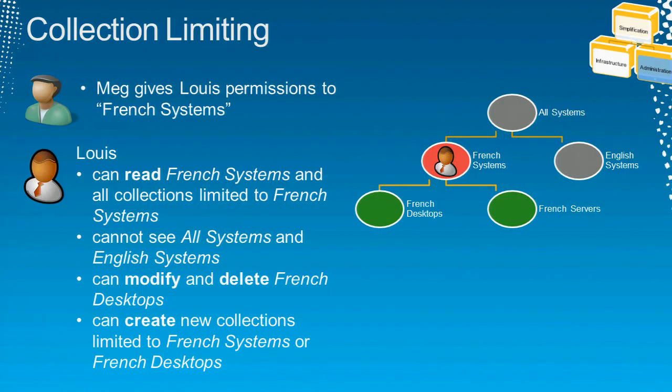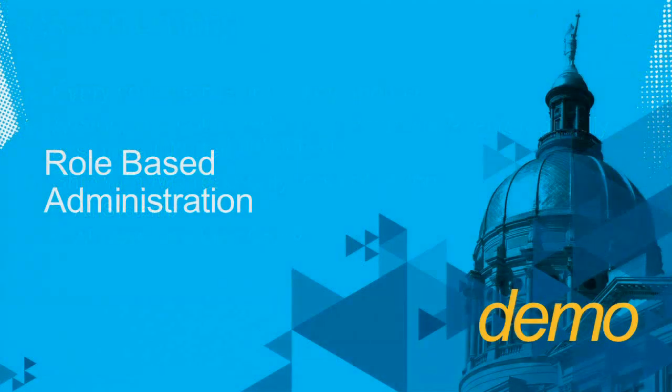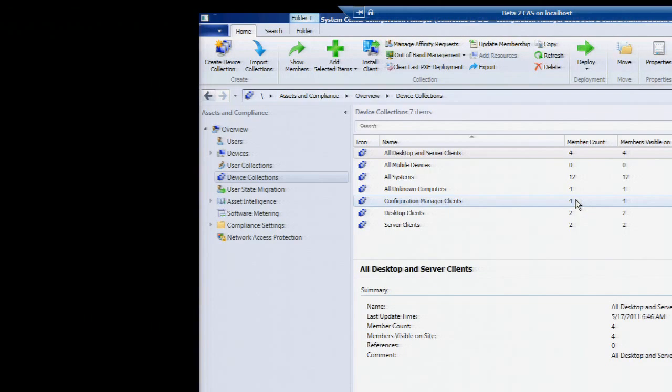Those are the only clients he can affect with anything he has for security roles and then his security scopes. So every collection is limited by another collection. All systems is the root collection for devices, and all users and all user groups is the default or root collection for user and group type resources. Everything else is limited to one of those two collections or collections you create. So let me show you what that looks like.